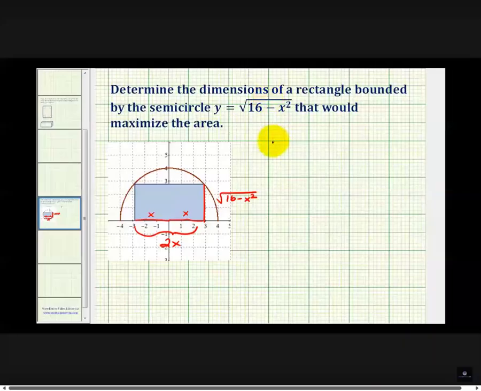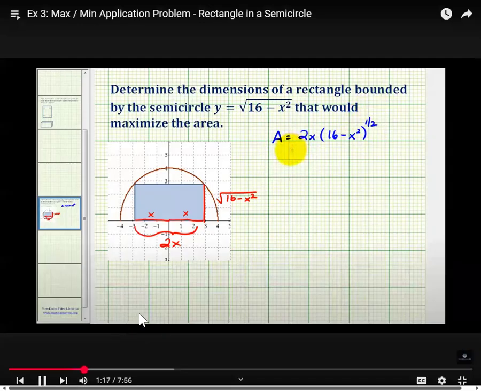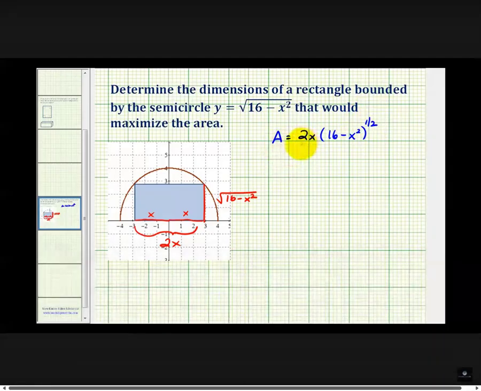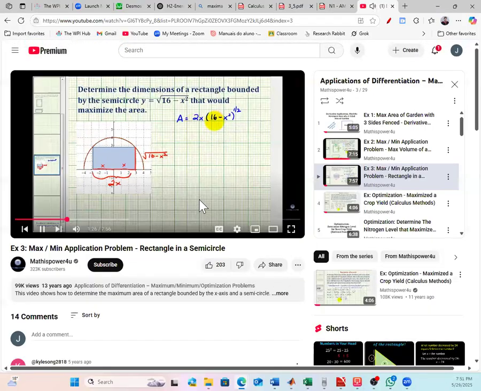which means the area of this rectangle would be the product of these two dimensions. So we'd have 2x times the square root of 16 minus x squared, which I'm going to write as the quantity 16 minus x squared to the 1/2 power. And we want to maximize this area, which means we'll have to determine the critical numbers of the function by determining where the derivative of this function is either equal to 0 or does not exist. And looking at this function, we'll have to apply the product rule in order to find the first derivative. So we'll let this equal.